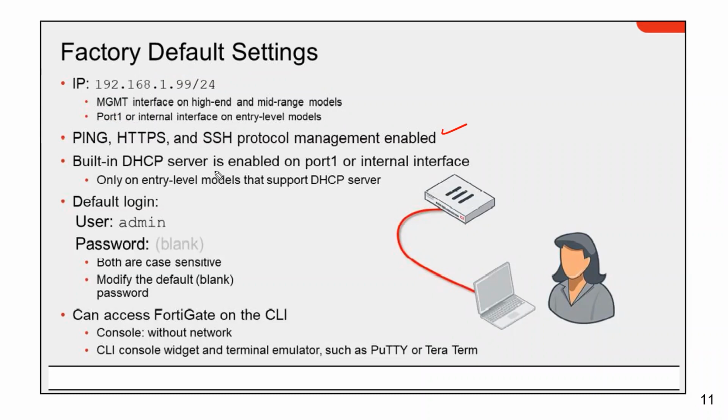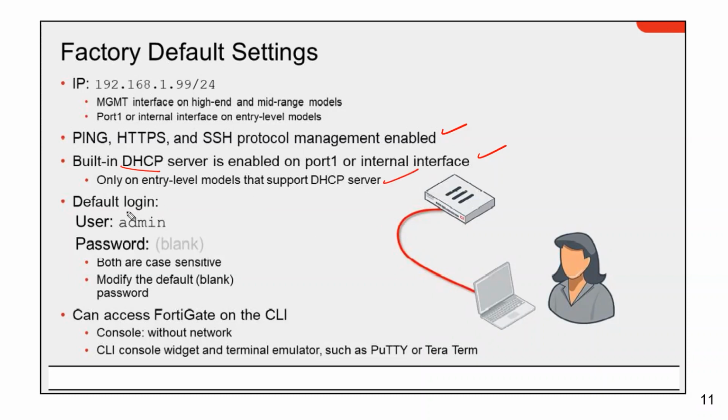Built-in DHCP server is enabled on port 1 or internal interface. Yes, you will see that. Most of you who have already implemented the lab have already noticed this: when we are configuring the lab, you will see that port 1 is already configured by default with the DHCP server, and you will get an IP address over there. Only entry level models support the DHCP server.